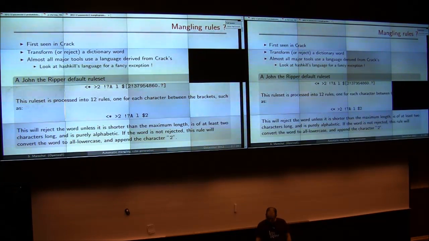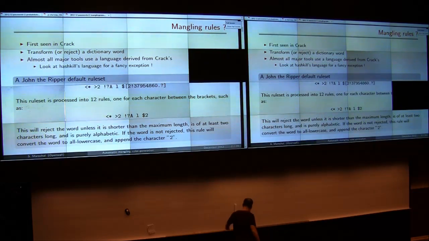Also, those I know mostly still look the same, which is basically unreadable, except for Hashkill, which has a very fancy language, and that's very interesting. Okay, so here is an example, in case you have never seen mangling rules.